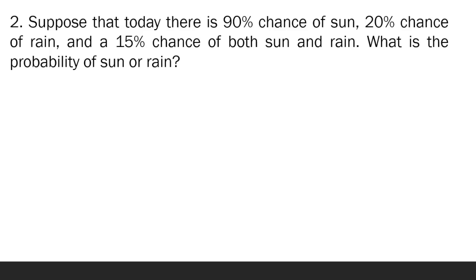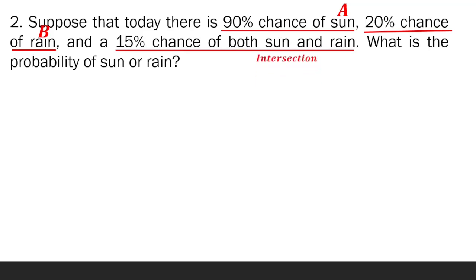Now, reading again the problem and analyzing it, let's first identify the different events that we have. So, the first event that we have is 90% chance of sun, which we will represent as A. 20% chance of rain, represent it as your second event B. And a 15% chance of both sun and rain. Take note of the word both and "and". They signify that this 15% right here is the intersection of the two.